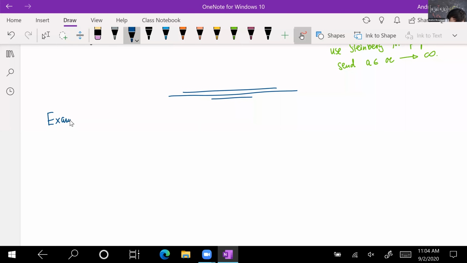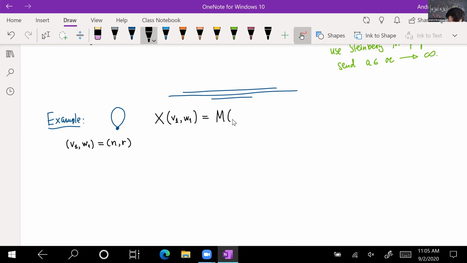So, example. Our goal is to talk about the quiver with one vertex and one loop. Using this notation, you get one V1 and one W1, and you denote them as M(R, N). These are moduli spaces of certain sheaves.